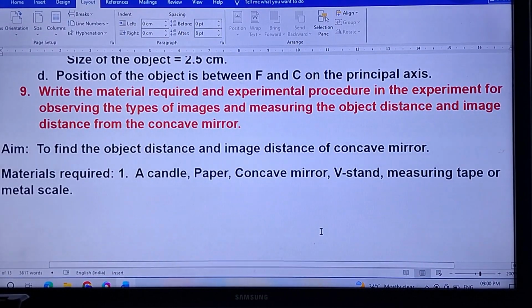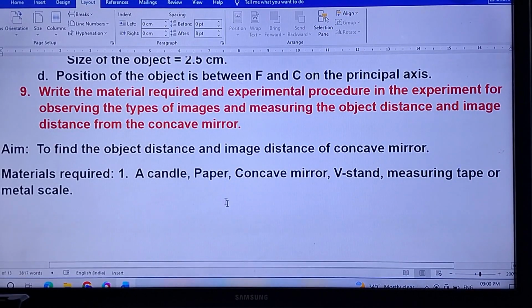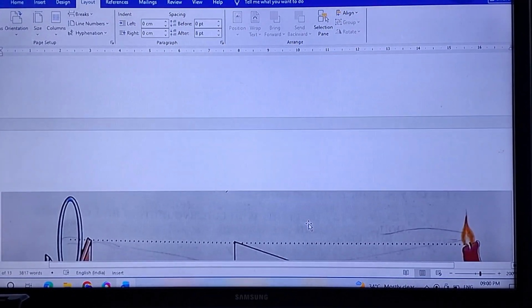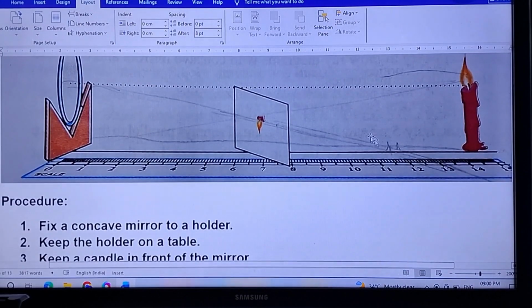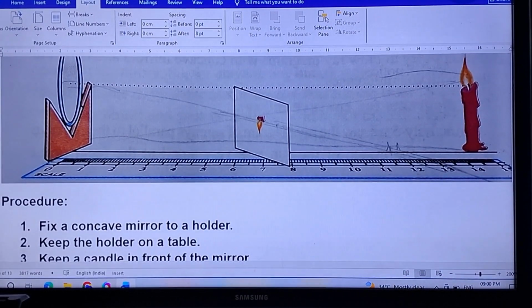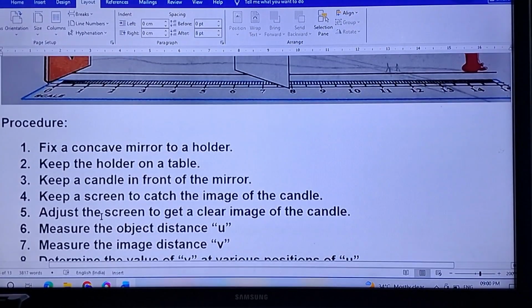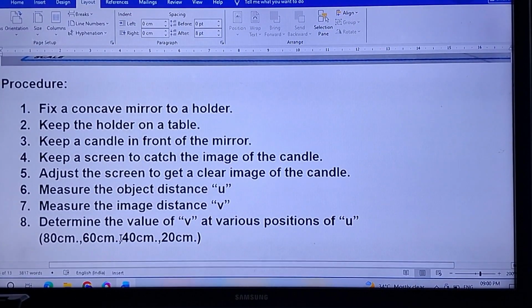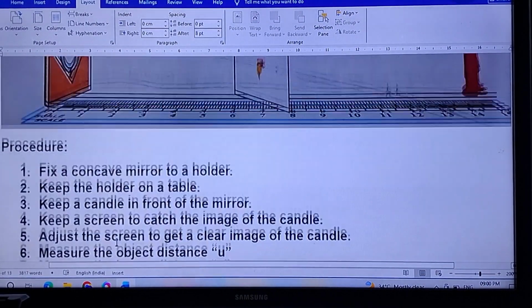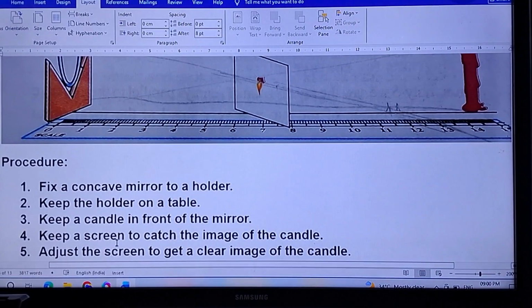And then, materials required, what do you want? Same as that of the earlier experiment. If you know that, you can write this also. Candle, paper, concave mirror, V-stand, measuring tape or metal scale. This is the same figure I have given to you, children. The procedure also I have written the same. I have copied the same thing. If you know one answer, that should help you to answer the other question also.